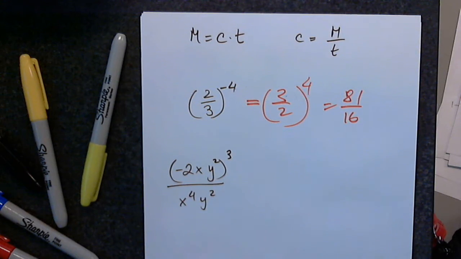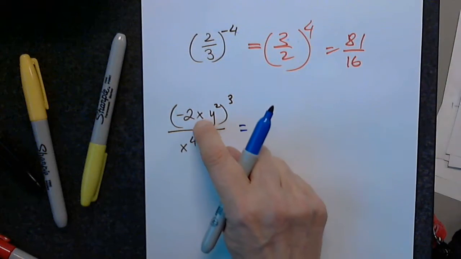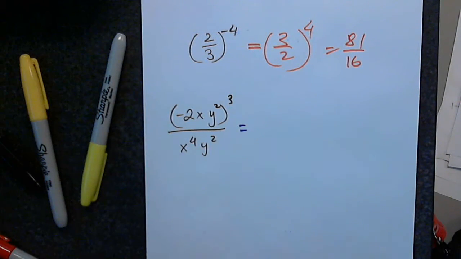What about the next one? Here's what I would like to do. I would like to cross out an x from here with an x from here. Allowed, or not allowed? Not allowed. I think you can allow it. You can cancel x out and y squared out. No, you can't allow it, they're different powers. You should be appalled for me even asking you that question.